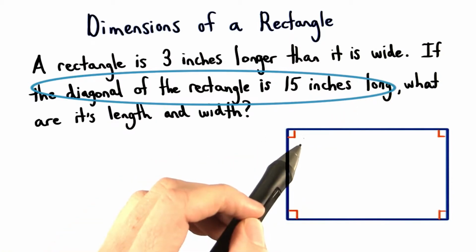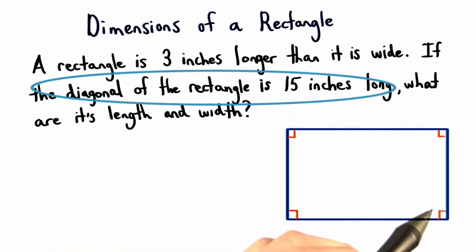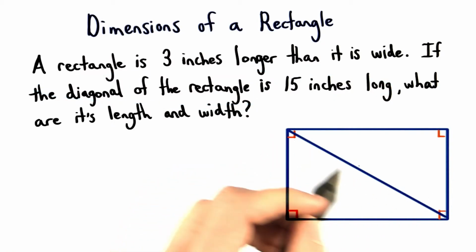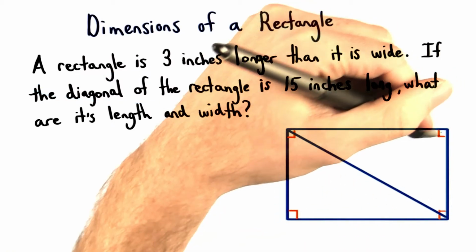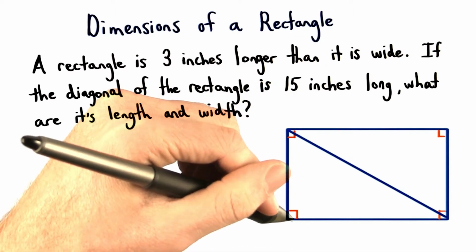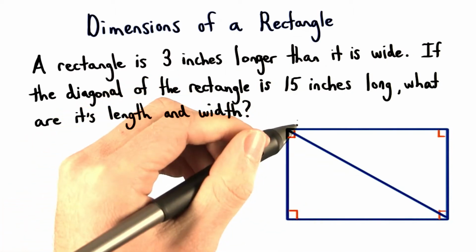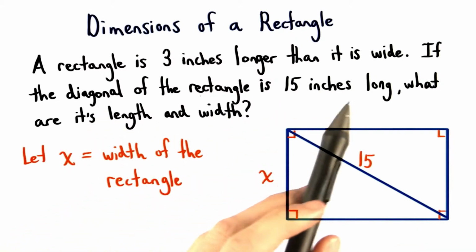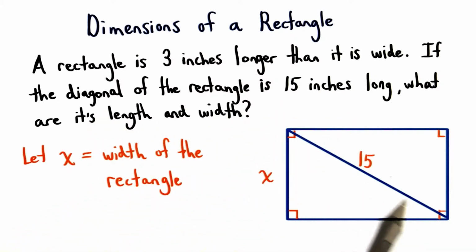The diagonal of a rectangle cuts from one corner to an opposite corner. So we can draw in this line and consider this to be one of the diagonals. This line would be the other diagonal, but we only need one triangle in order to figure out the side lengths of our rectangle. We know the diagonal is 15 inches long, so we can label this with 15.